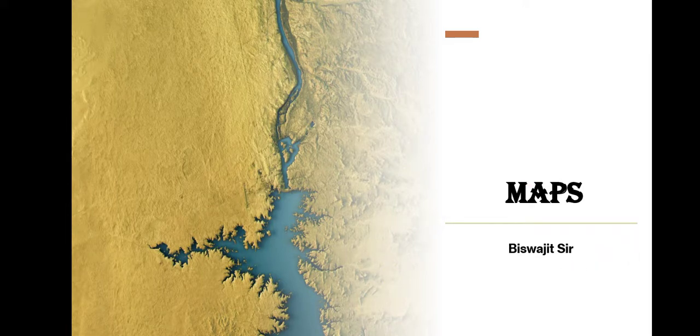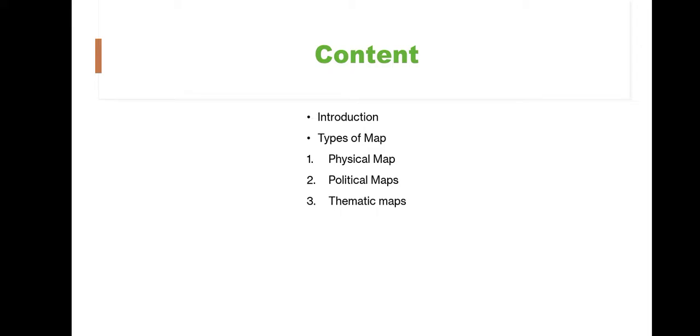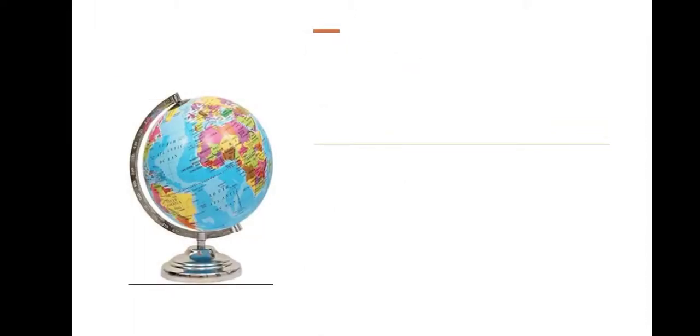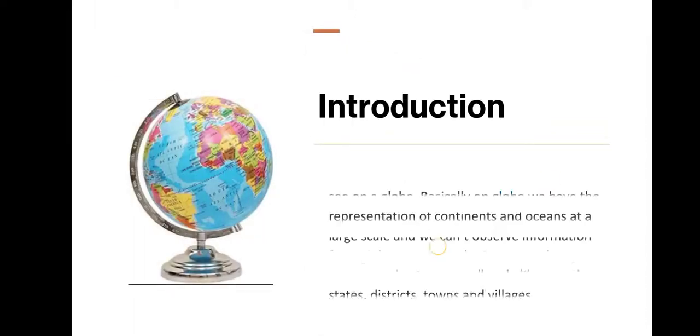This is Biswetsa. The contents of this lesson are the introduction part of map, types of map, physical map, political maps, thematic maps, and the components of maps like distance, direction, symbols, and we will also learn the sketch and the plan. Here, what is map?